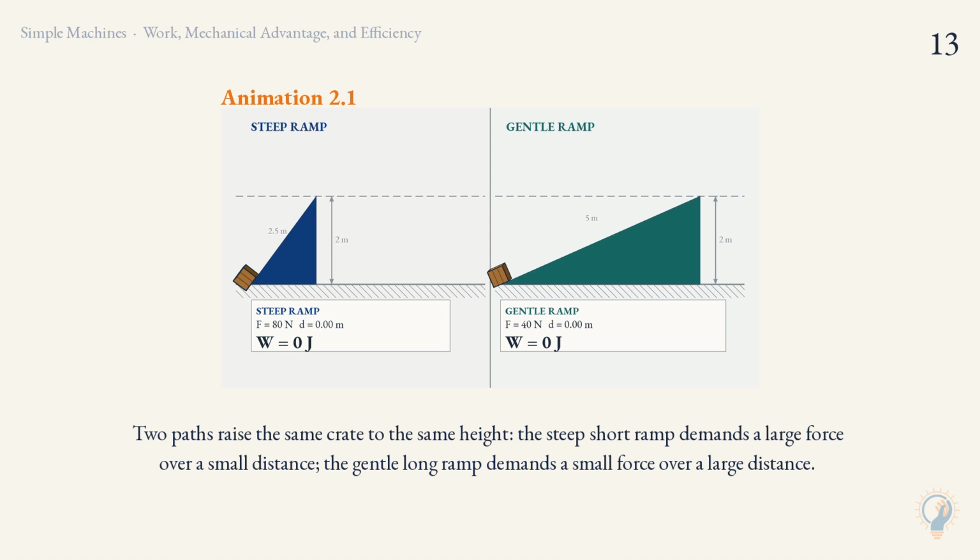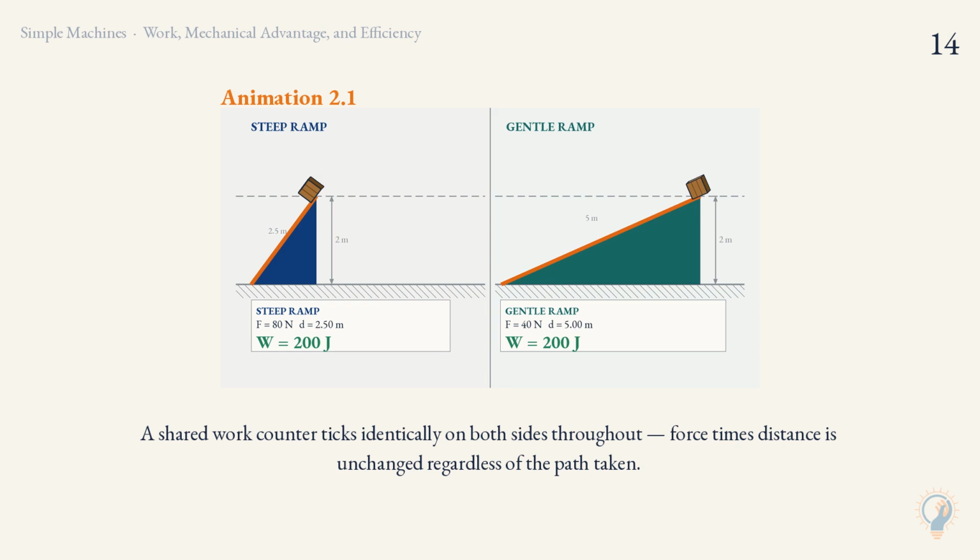Animation 2.1. Two paths raise the same crate to the same height. The steep short ramp demands a large force over a small distance. The gentle long ramp demands a small force over a large distance. A shared work counter ticks identically on both sides throughout. Force times distance is unchanged regardless of the path taken.